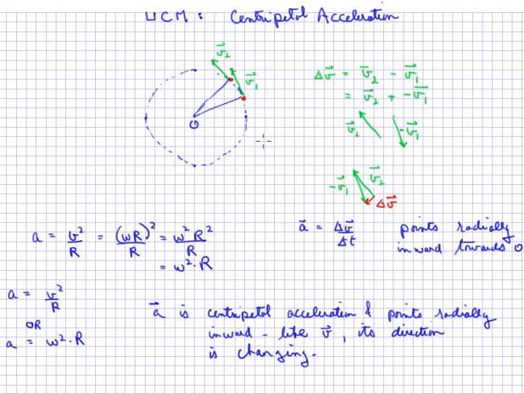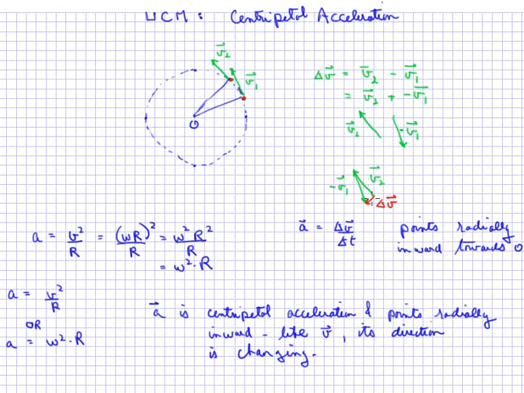There should be a minus here. That's a typo. Fixed now. And so I want to add these two vectors together to get delta v. And so I've done that here. I've put them tip to tail. Here's v2, here's minus v1, and this is the sum of those two, which is going to be delta v.